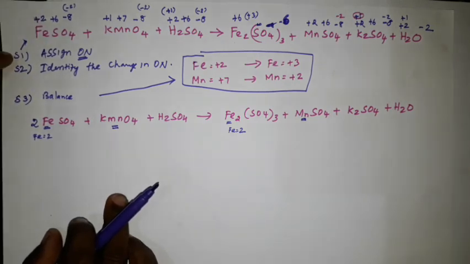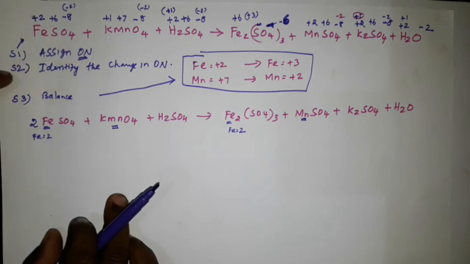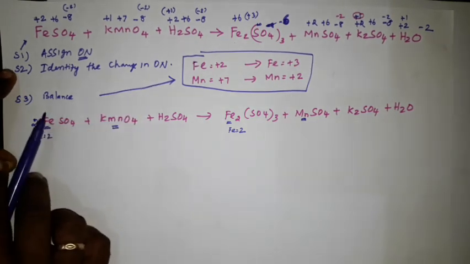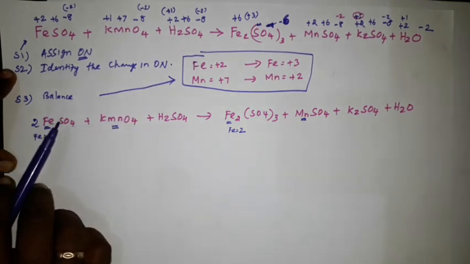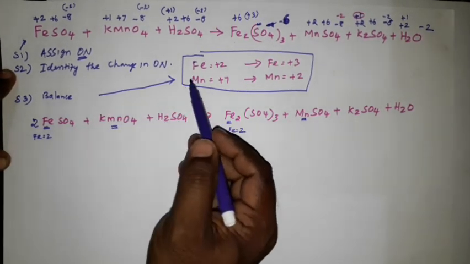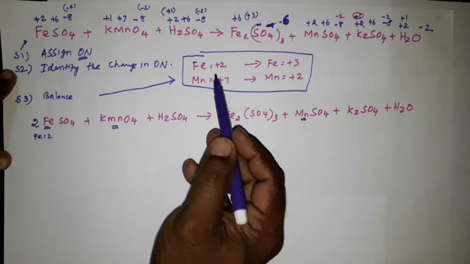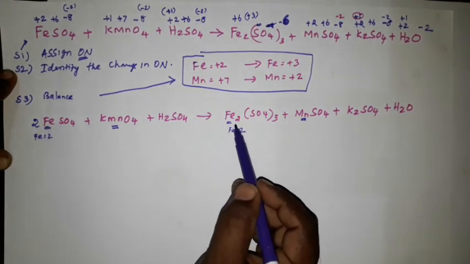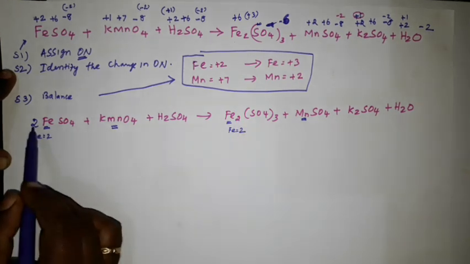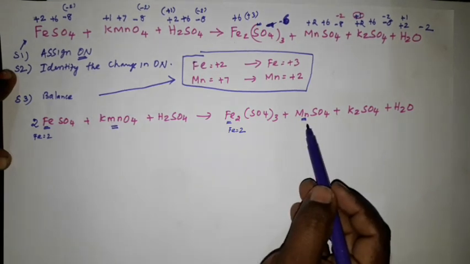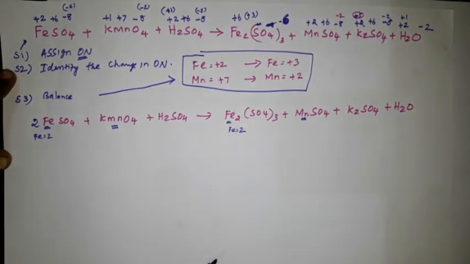So in step 1, first assign oxidation number. In step 2, identify the change in oxidation number. Then the third step is to balance the atoms which show change in oxidation number. See here Fe, put 2 here, then here 2. Here already 2 atoms are there, so you are adding 2 on the reactant side. Then manganese already 1 here, 1 here, so there is no need to balance. Clear?